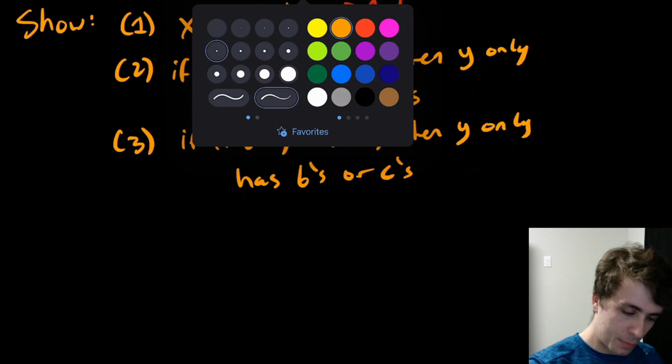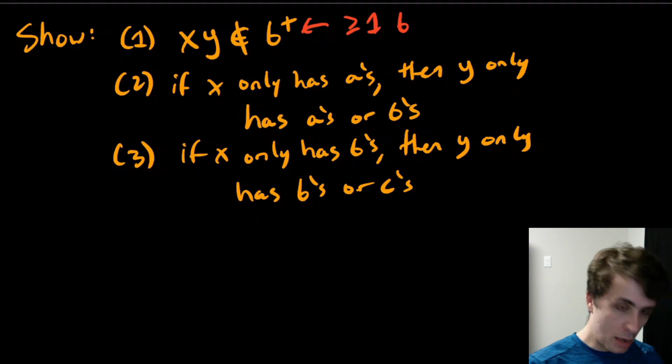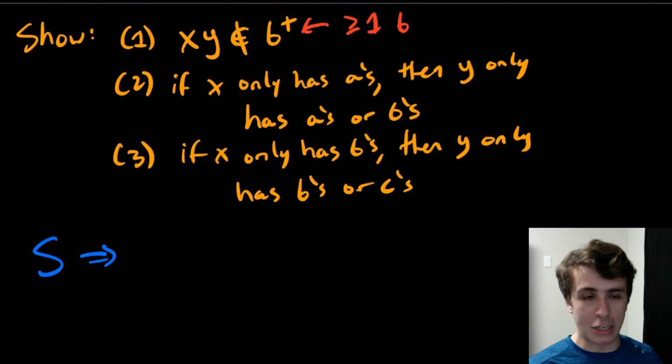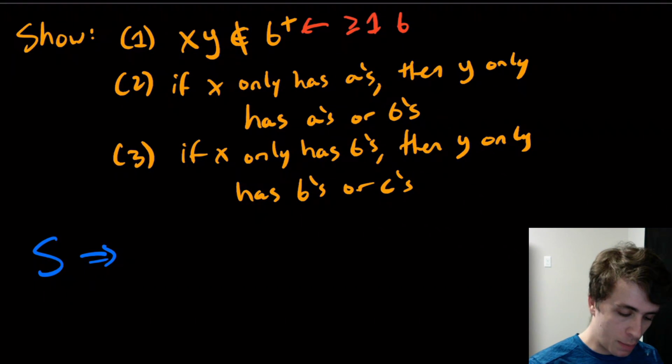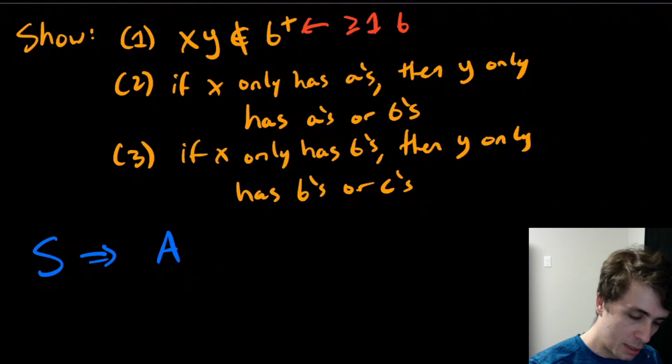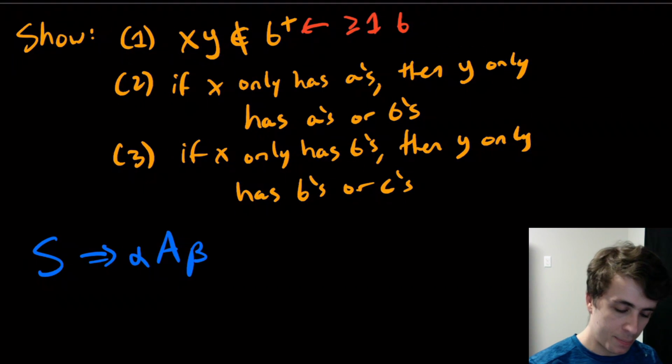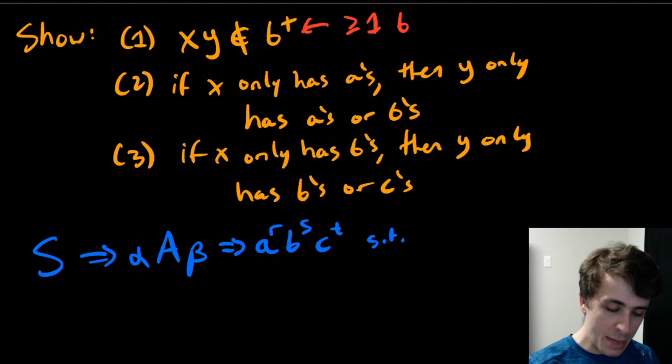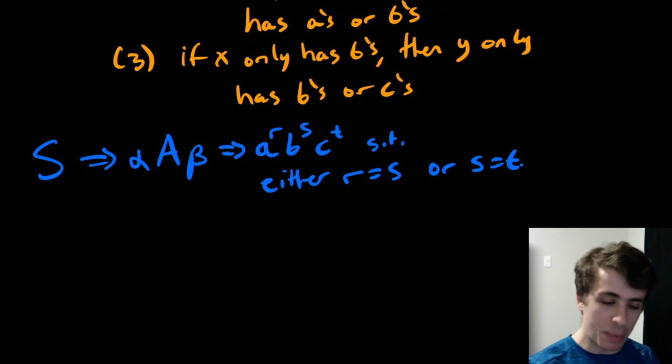Because we have a reduced grammar, we should be able to derive something like this. The start variable is going to have some number of rule applications to derive something of the form, let's call it alpha A beta. And let's say that that is going to eventually produce A to the R, B to the S, C to the T, such that either R is equal to S or S is equal to T. Because by definition, that's what the language is.